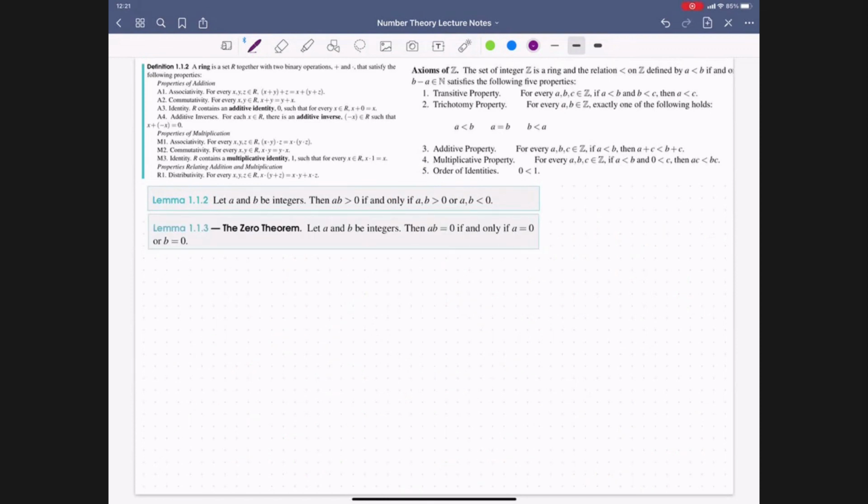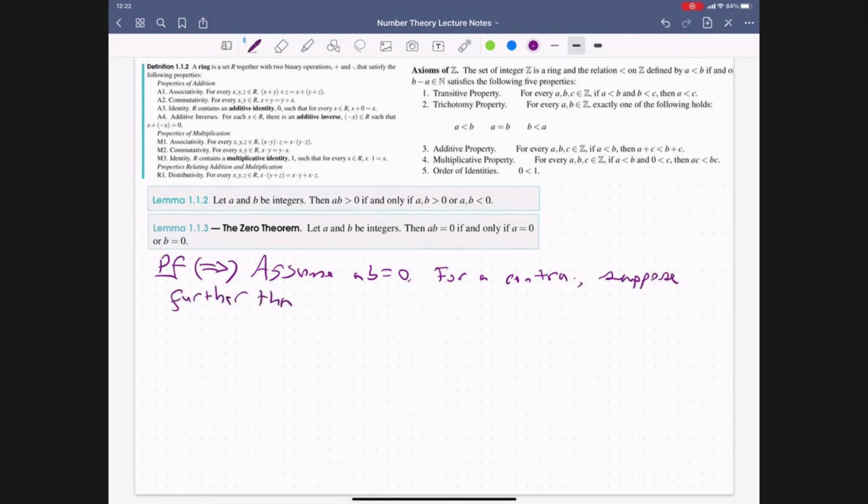So next, let's go ahead and prove the zero theorem. And so this is a theorem we have come to use throughout our math education. So here we have a and b are integers, and what we want to prove is that a times b equals 0 is equivalent to a equals 0 or b equals 0. So let's go ahead and prove this. For the forward direction, we're going to assume ab equals 0. For a contradiction, suppose further that a and b are non-zero. So that is the negation. The negation of a equals 0 or b equals 0 is that both of them are non-zero.